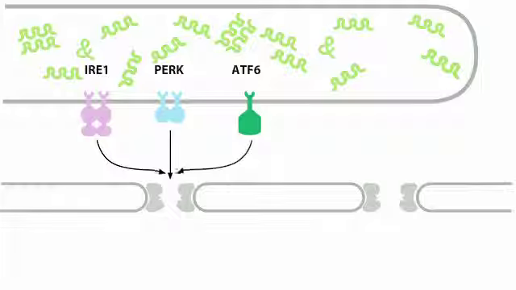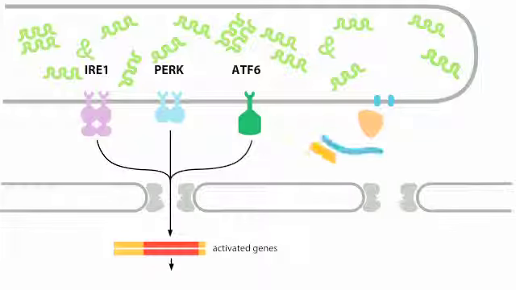The relative importance of each of these 3 pathways in the unfolded protein response differs in different cell types, enabling each cell type to tailor the unfolded protein response to its particular needs. Activation of the genes in each pathway leads to the production of protein products that increase the ability to fold more proteins.